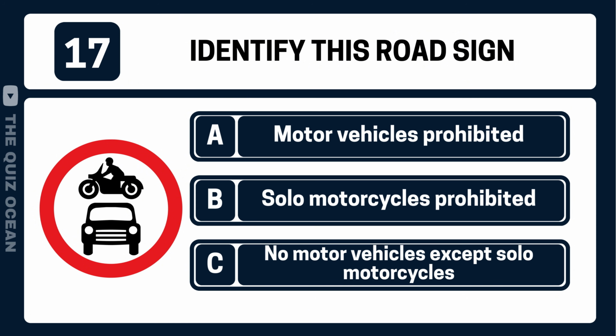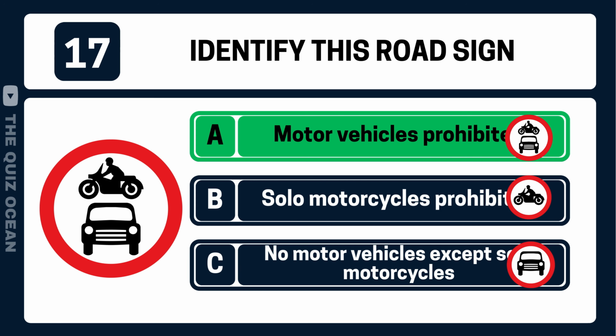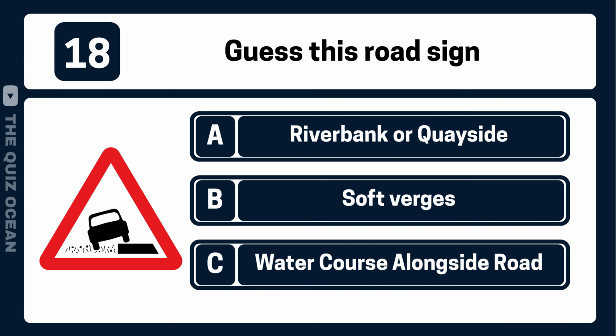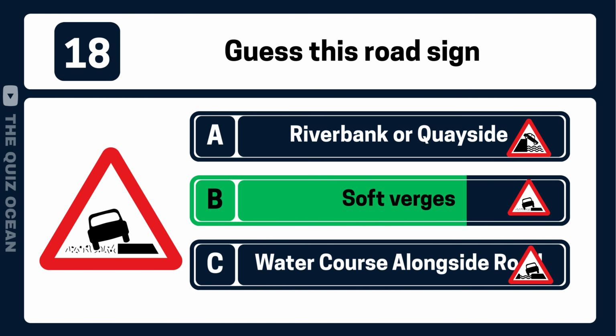Identify this road sign. Correct. This sign prohibits motor vehicles on a particular road. Guess this road sign. You got it. This is the soft verge's warning sign.